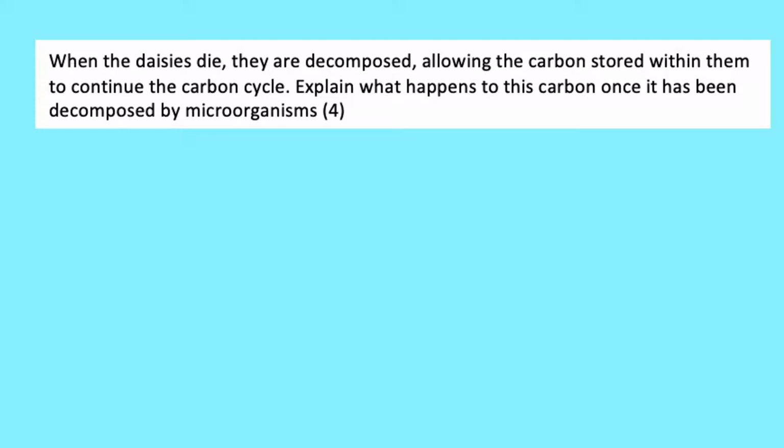When the daisies die, they are decomposed, allowing the carbon stored within them to continue the carbon cycle. Explain what happens to this carbon once it has been decomposed by the microorganisms. 4 marks.